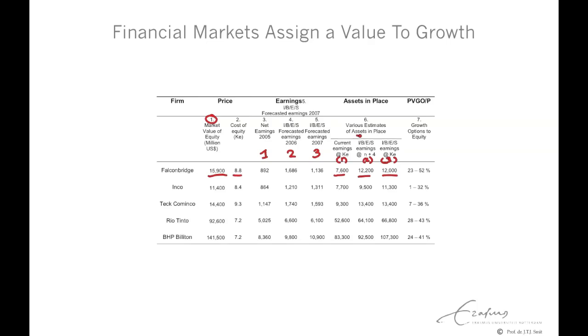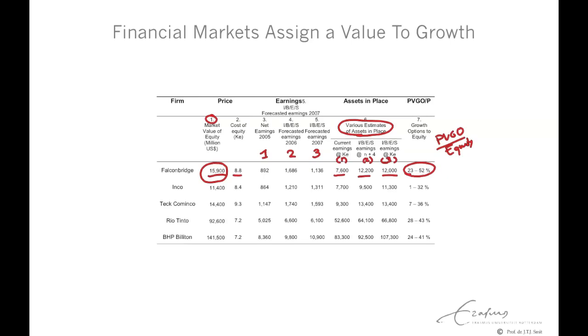Because the various estimates of assets in place are lower than the market value of equity, there is some implied valuation of growth opportunities for the mining companies. The implied estimation of growth opportunities varies from 23 to 50% of total company value. So this is estimated as the PVGO divided by the total equity value of the company.